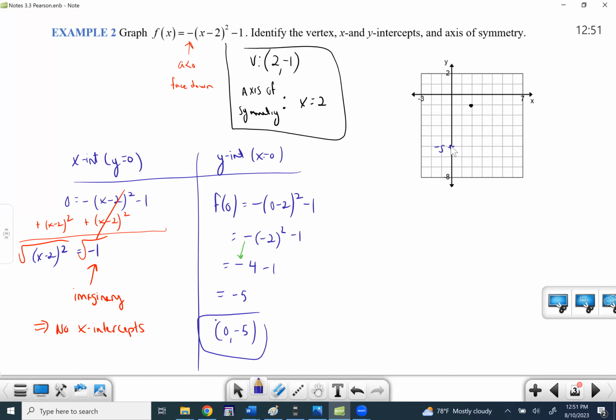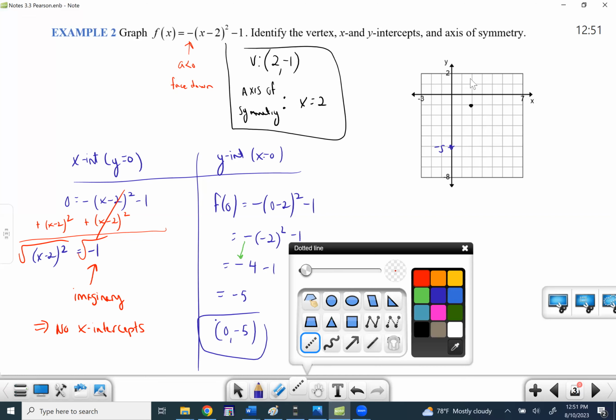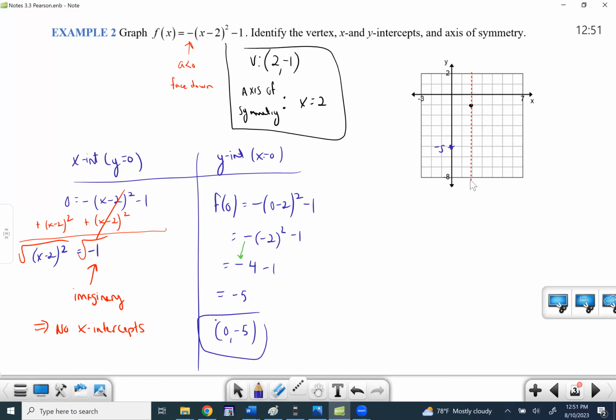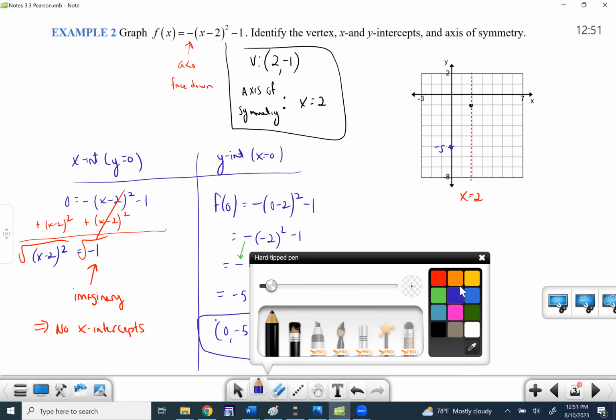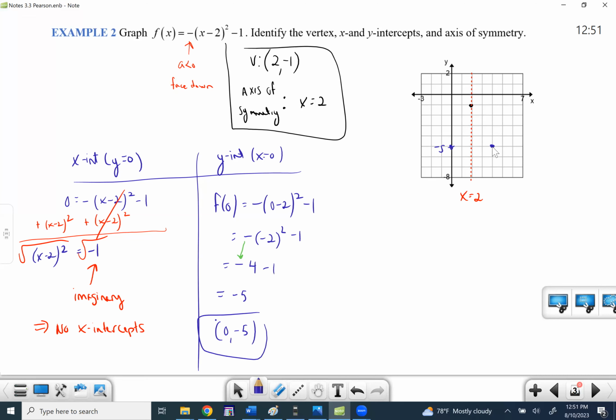All right, so I'm going to go ahead and draw my axis of symmetry in there. So we know it goes through x equals 2. And at this point, this y-intercept is going to have a mirror image on the other side because of the symmetry, right? So we can get a third point if needed. Sometimes they want 3 points, right? Well, there's your third point. And then we'll just go ahead and draw the parabola through that.